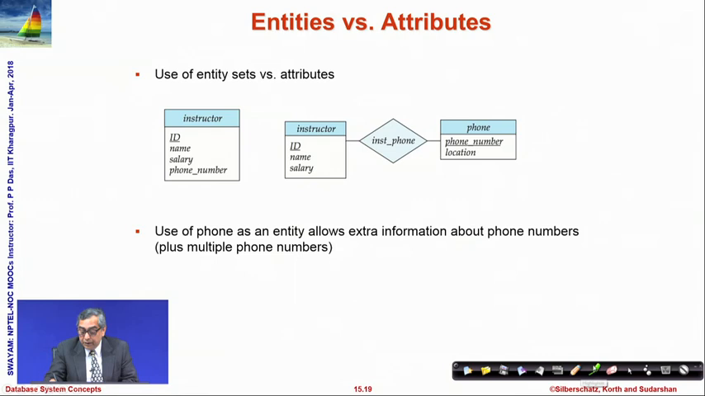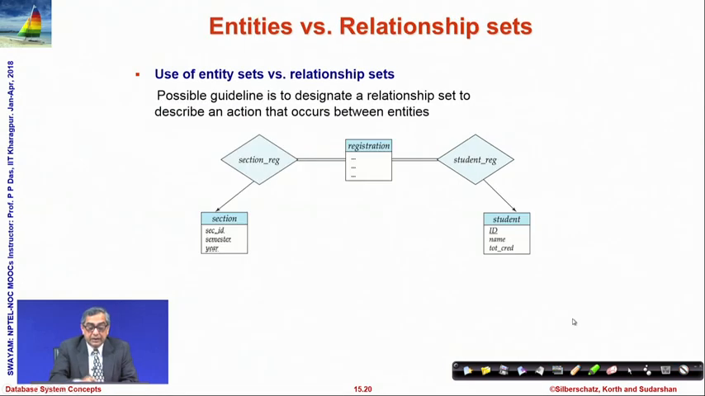For example, once we do this, then not only can I have multiple phone numbers against the same instructor ID, but I can have a location for each one of these phone numbers, and I make use of the relationship that I create, which allows me to represent this multi-valued attribute. So, this is a common technique that will be used frequently in such cases.